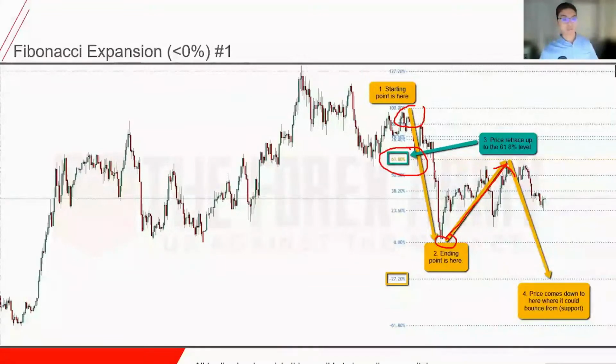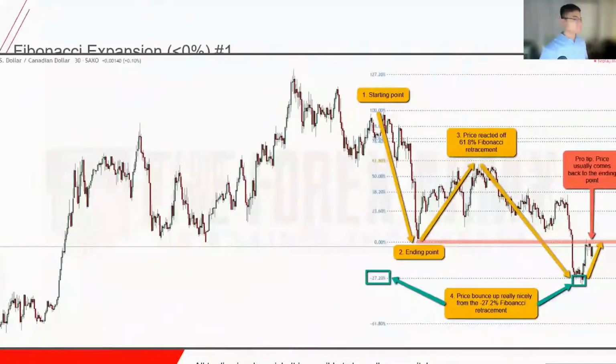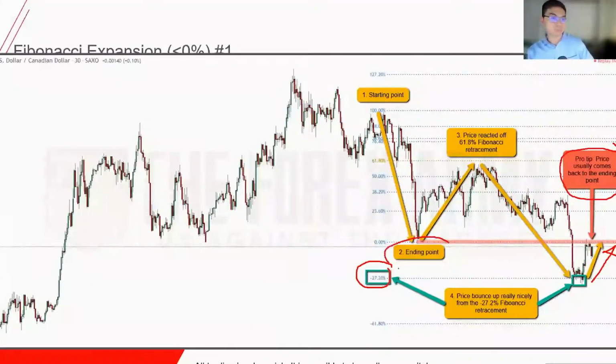So potentially we want to look out for flash zigzag, potentially look for price to retrace back up before heading downwards towards the negative 27.2% Fibonacci retracement line. We take a look, price actually retraced back down towards the negative 27.2%. Bounce back up. So take a look, price when it touches very nicely within the negative 27.2%, price usually comes back to the ending point.